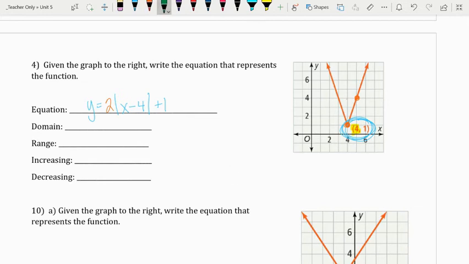Domain, farthest left, farthest right, it's going to be negative infinity to positive infinity. Our range, our lowest y value is 1. Our highest y value is infinity. And then increasing and decreasing. You can also just look for the increasing part first. That would be from your axis of symmetry to the right. So that's from 4 to infinity, which means negative infinity to 4 would be our decreasing.